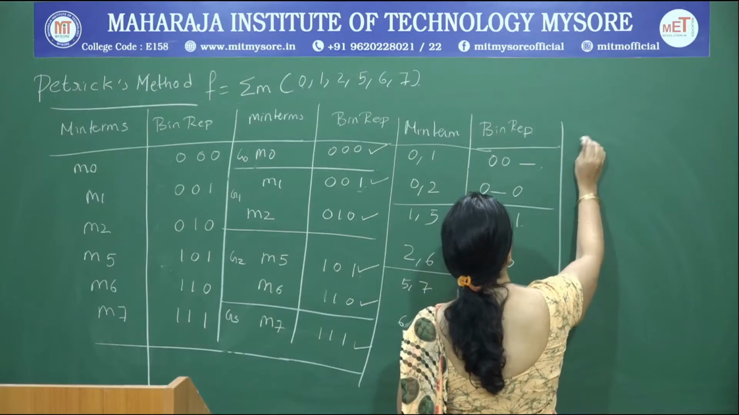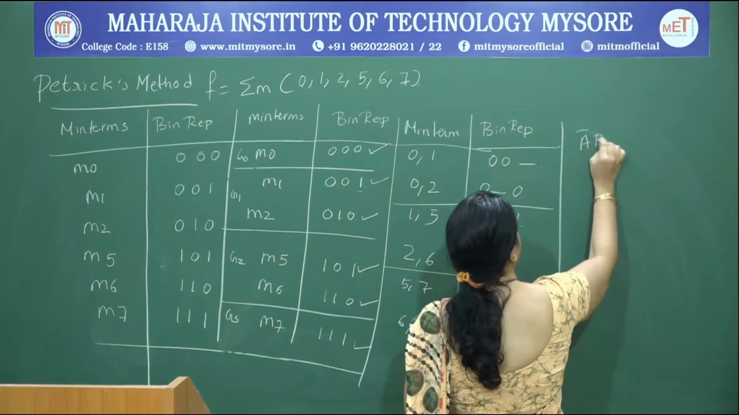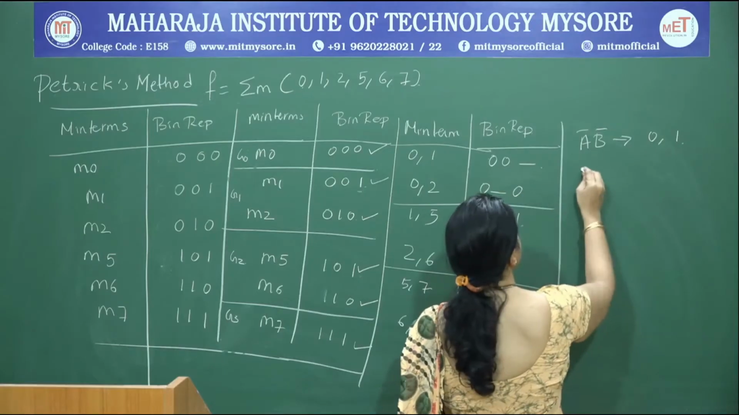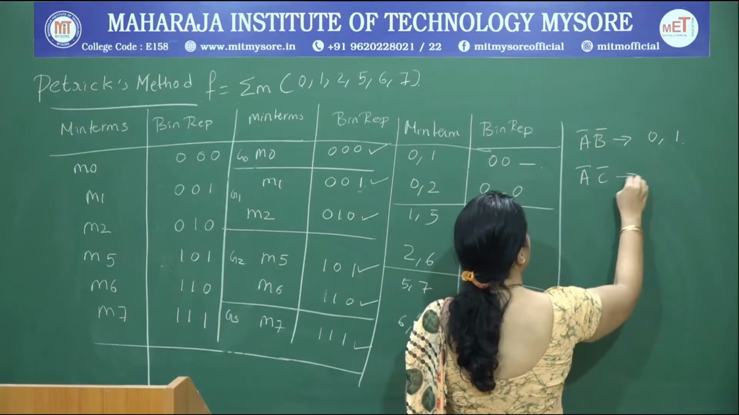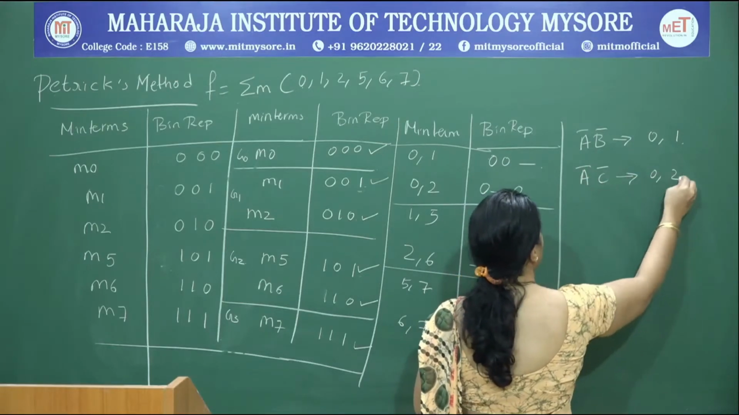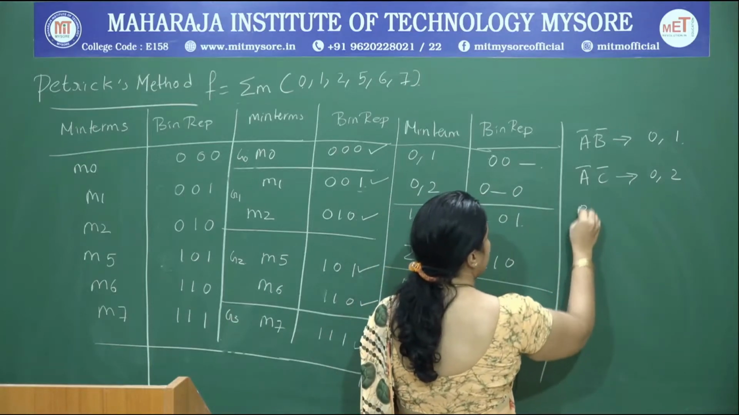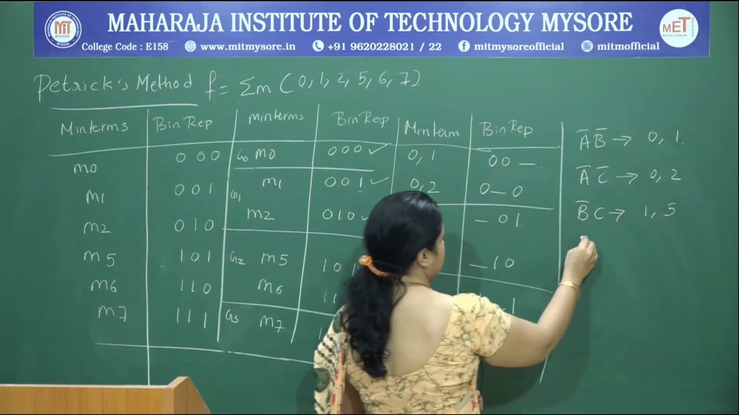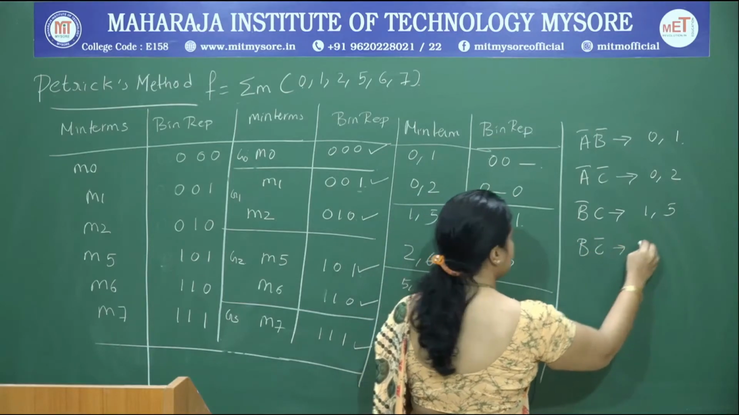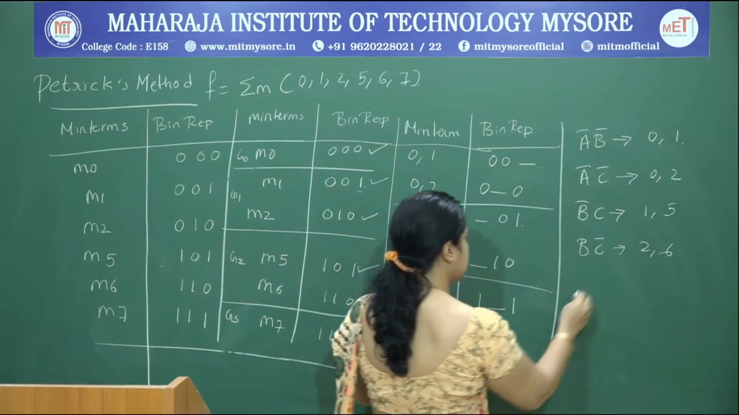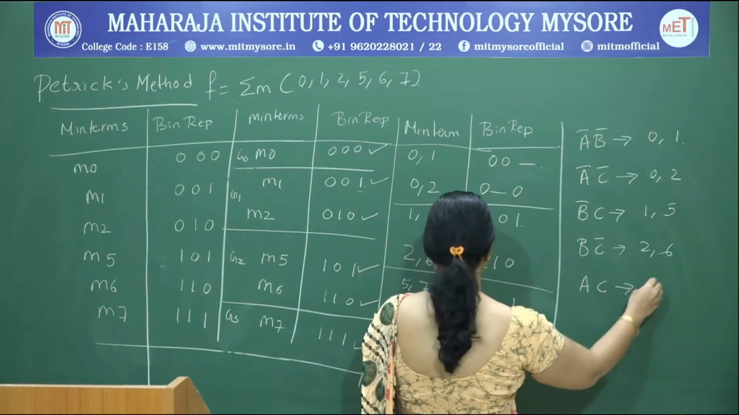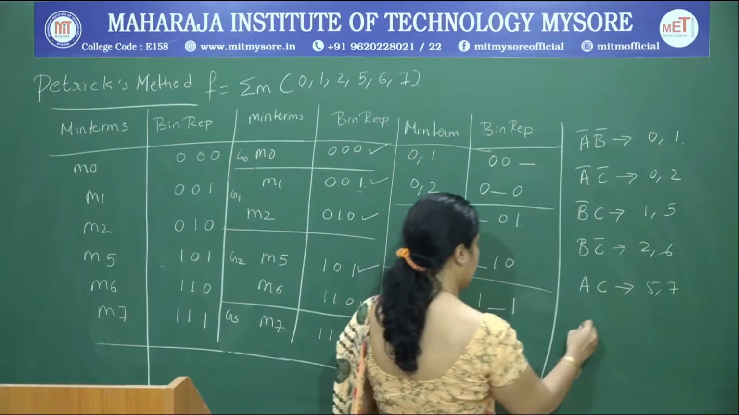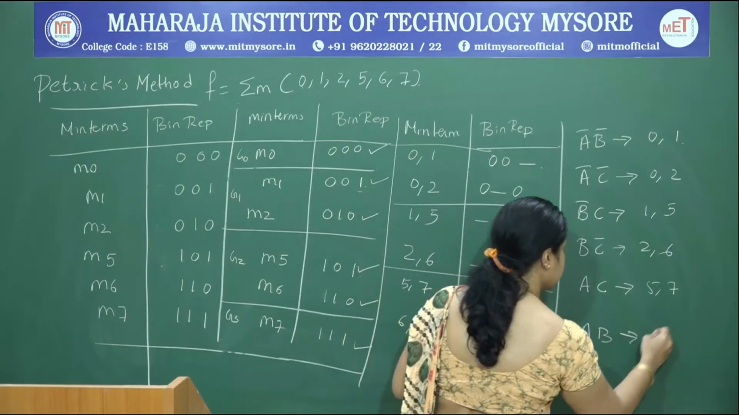So we have this one is A bar, B bar, and the corresponding minterms are 0 and 1. And coming to this, it is A bar, C bar, and the corresponding minterms are 0 and 2. Next we have B bar, C, corresponding minterms are 1 and 5. Next we have B, C bar, corresponding minterms are 2 and 6. Next we have A, C, corresponding minterms are 5 and 7. Next we have A, B, corresponding minterms are 6 and 7.